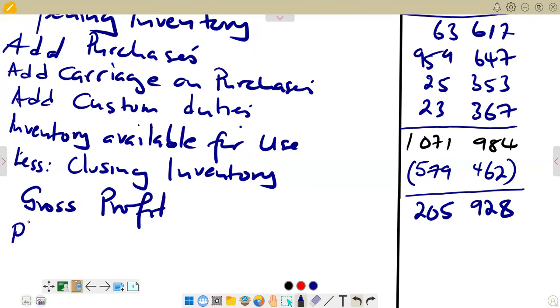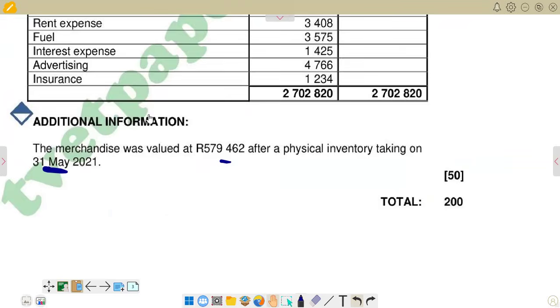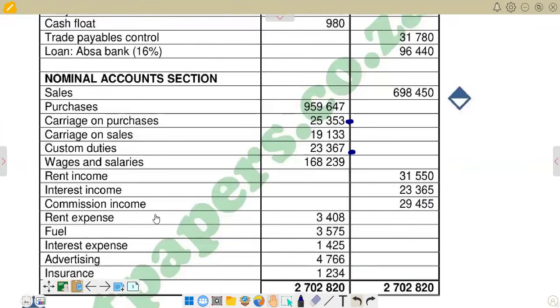So this is what we have from there now. We add other income. If you've got any other income in the question, you can just say plus other income. And then we can go to the question to pick all other incomes that we have. Remember, we go to the nominal account section, that's where we find other income. You can start from the beginning, going down to check any income that you can find there. If you go down, you see that we've got rent income. Remember, all incomes will be on the credit side. So very easy to check.